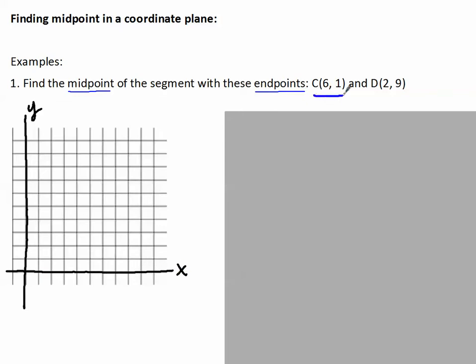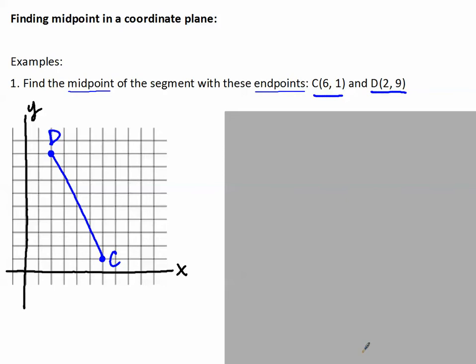C is 6, 1. So I'm going to find 1, 2, 3, 4, 5, 6 and go up 1. And I'm going to write the letter C next to it. And D is 2, 9. So from the origin, I'm going to count 1, 2. 1, 2, 3, 4, 5, 6, 7, 8, 9. And I'm going to put a D next to it. And now I'm going to connect those 2 points with my segment.